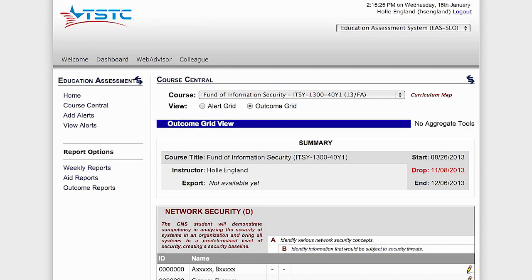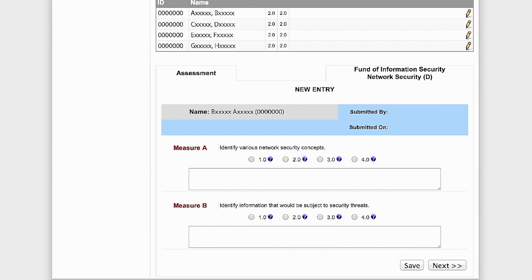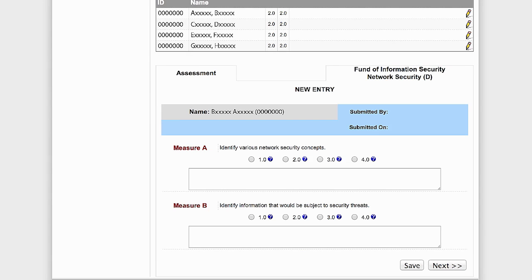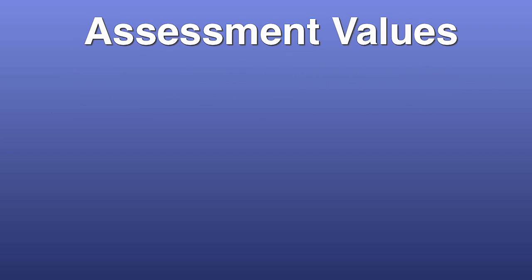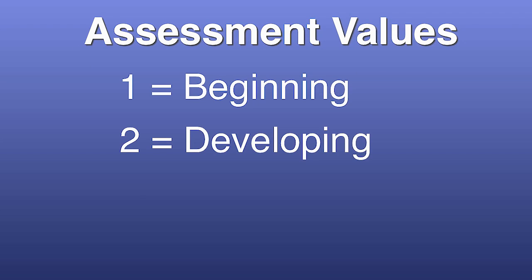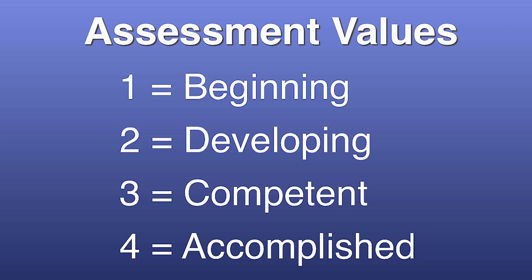To assess an outcome for a student, go to the appropriate outcome block and click the pencil icon in the far right of the row for that student. Scroll to the bottom of the Course Central screen where an assessment area will load with entry information for that student and that outcome. Choose the appropriate value of each measure of the outcome. Values are listed on a scale from 1 to 4 to indicate the following. 1 equals beginning, 2 equals developing, 3 equals competent, and 4 equals accomplished.